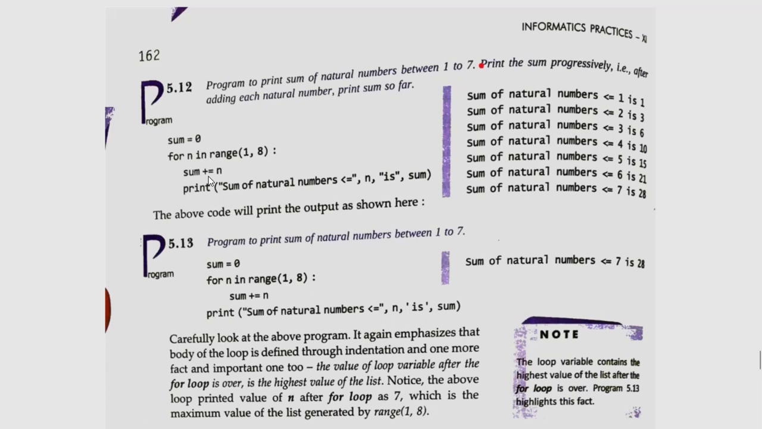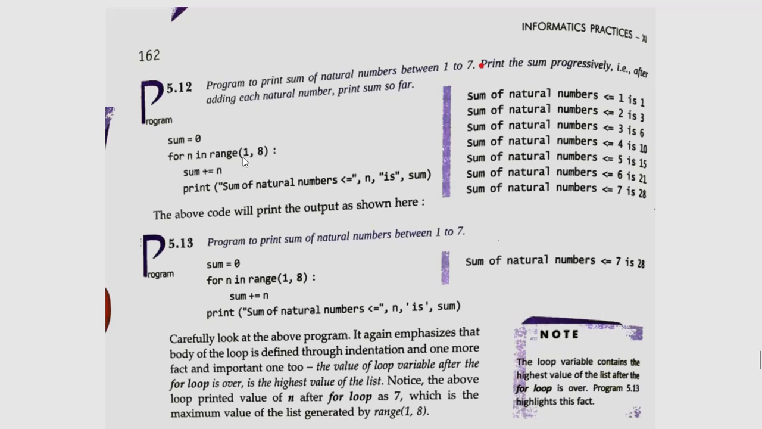Sum plus equal to n means you have to start n from 1. Starting with n equal to 1, sum is having 0, so sum plus equal to n means 0 plus 1. Initially sum will have the value 1. Then it will print the sum of the natural numbers: n is given as 1, sum is 1 plus 0, that is 1. So the first line will be executed: sum of natural numbers up to 1 is 1. Now this loop will continue.